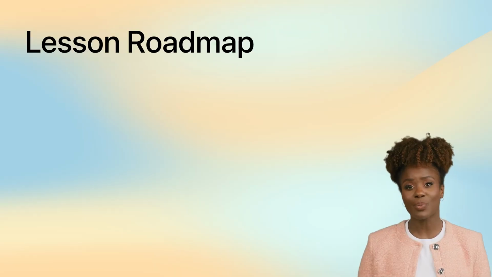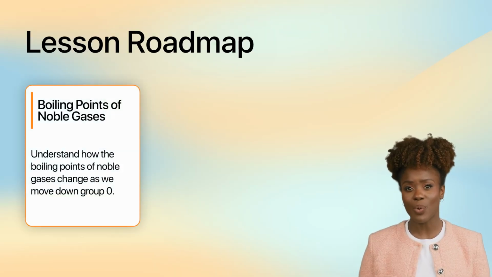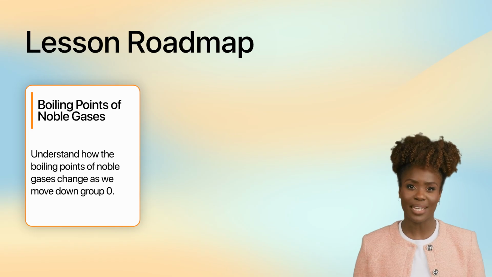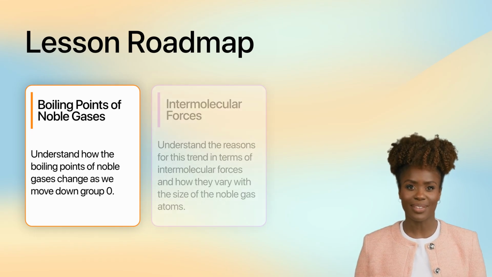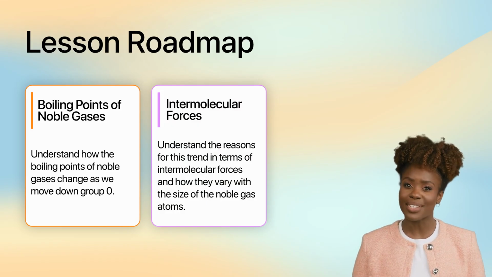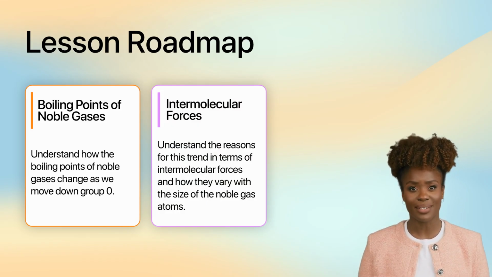In today's lesson, we will firstly examine the boiling point of noble gases and how these boiling points change as we move down group 0 of the periodic table. Secondly, we'll explore the reasons behind the observed trend by discussing intermolecular forces and how they vary with the size of the noble gas atoms.